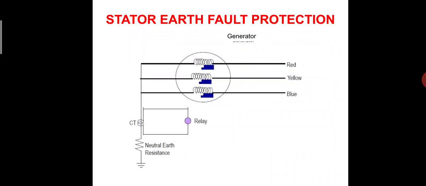Stator earth fault protection. Three phases, red, yellow, blue. This generator, CT current transformer, neutral earth resistance. These are connected current transformers in parallel to the relay. Stator earth fault protection. Neutral earth resistance.